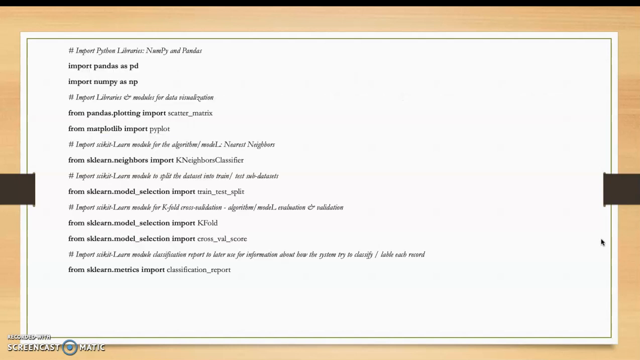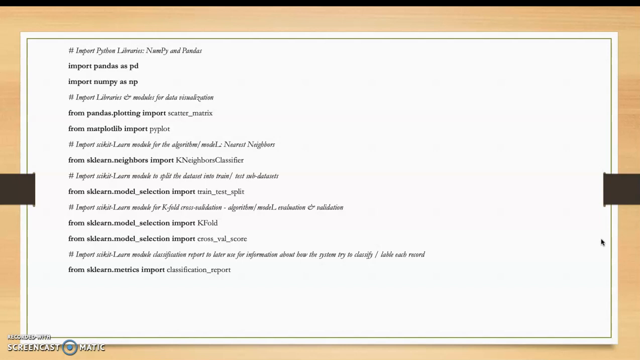Python pandas. The first step is to import the Python libraries NumPy and pandas using the commands import pandas as pd, import numpy as np. The next step is to import libraries and modules for data visualization. From pandas.plotting, for scatter plots, import scatter_matrix. From matplotlib, import pyplot. So this will give us the other charts that we are trying to understand.